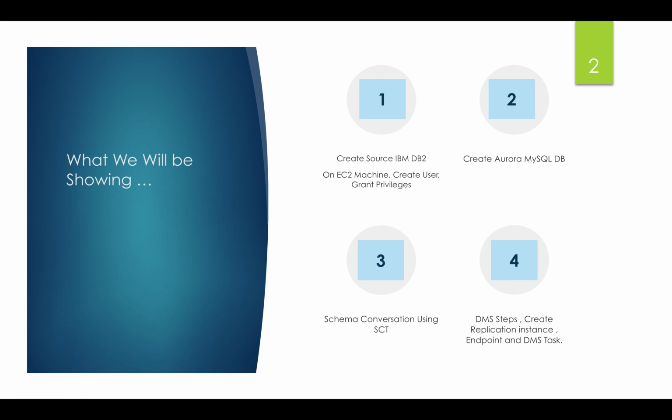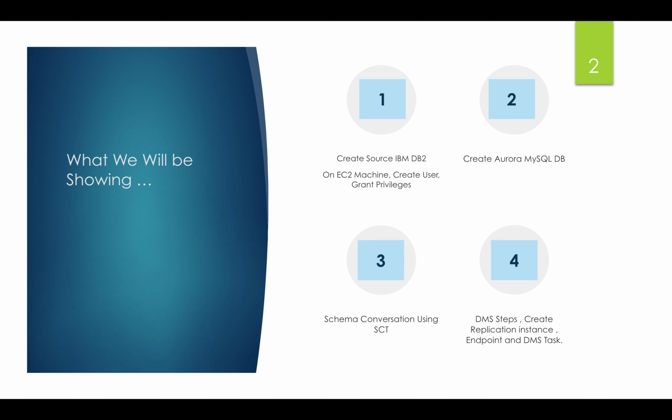At the beginning, I'm going to create an IBM DB2 database on EC2 machines. Here I'll be using a DB2 specific AMI. Thereafter, we'll create the user, grant privileges, and in the second step we'll create a target database on Aurora MySQL. And in the third step, I'm going to discuss the steps involved for the Schema Conversion Tool, or the SCT.